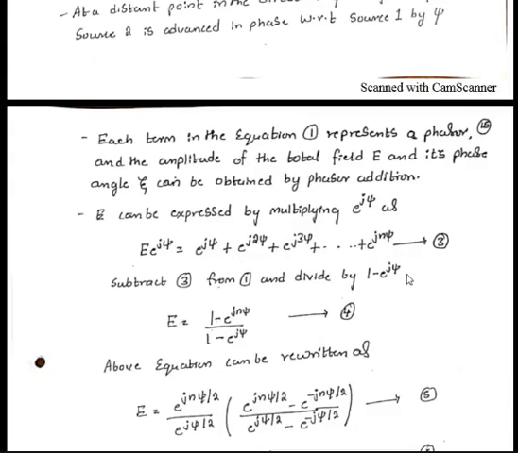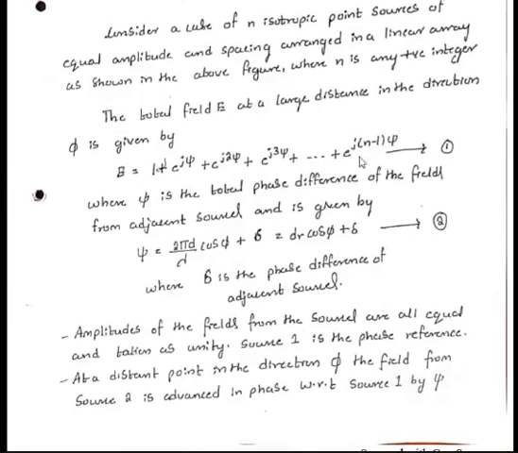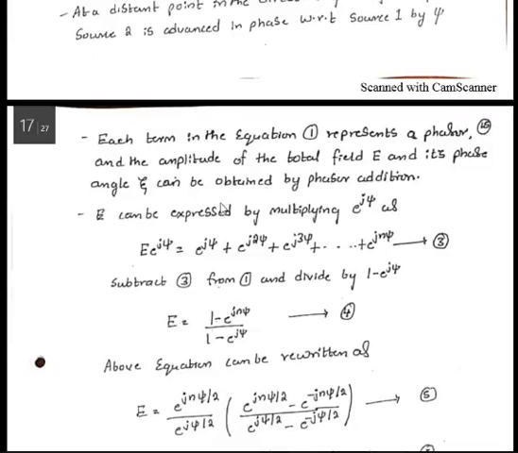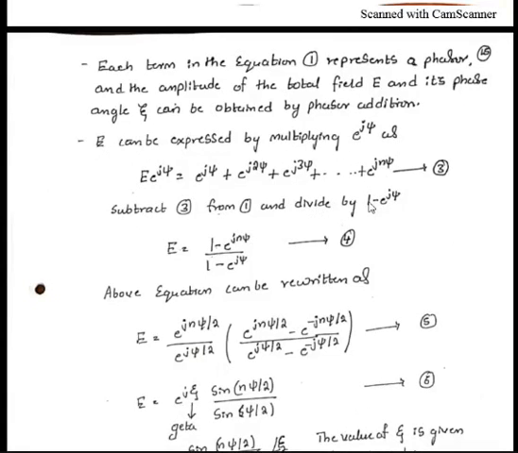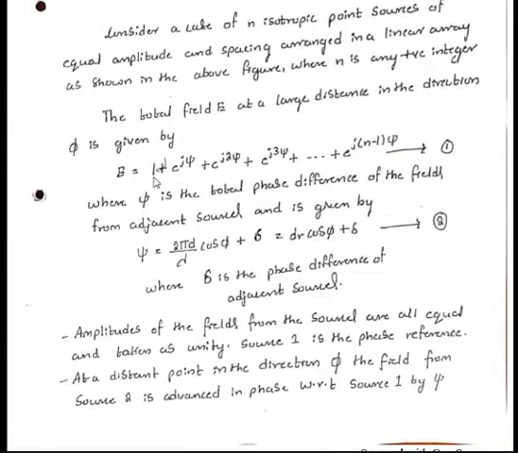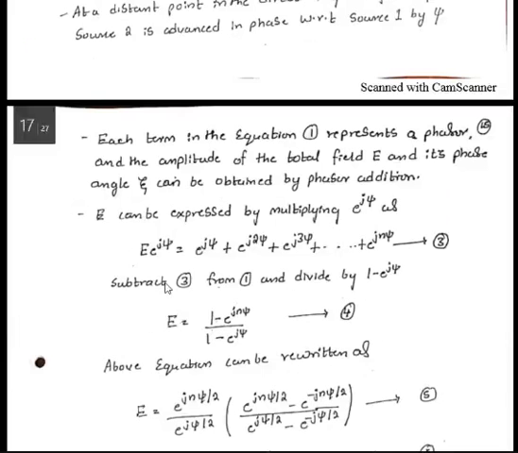Now let us further simplify this particular equation number 3 by dividing by 1 minus e raised to j psi. Before doing that, we have to subtract equation number 3 from equation number 1, and after that we have to divide by 1 minus e raised to j psi. Let us consider the LHS of equation number 1 and equation number 3: E minus E e raised to j psi.